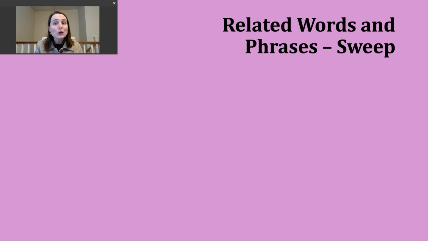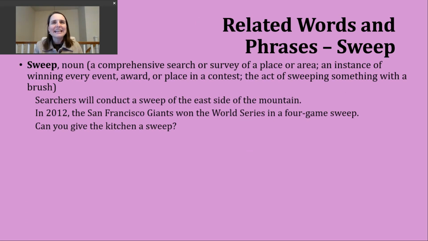Now, let's spend a moment looking at some words and phrases related to our verb sweep. And the first word we're going to look at is just the noun form of this word. It has the exact same spelling and the exact same pronunciation as our verb. Just like our verb, the noun sweep can have many different meanings. We're just going to talk about 3 of them today. One way you hear sweep used is to talk about a comprehensive, a thorough search or survey of some place or area. An example of this: searchers will conduct a sweep of the east side of the mountain.